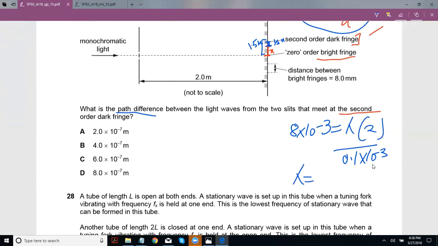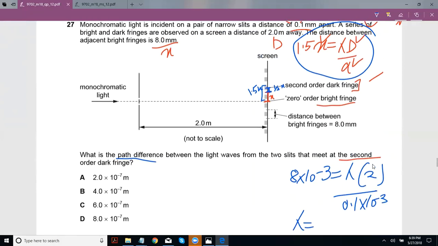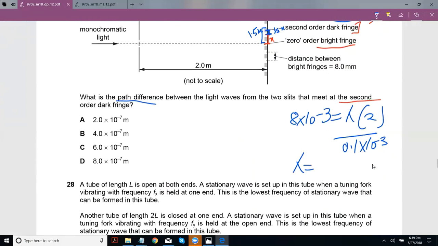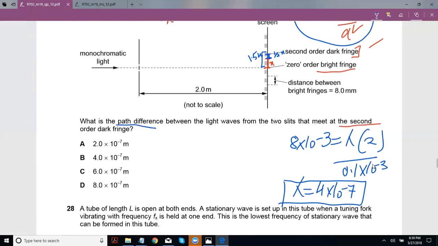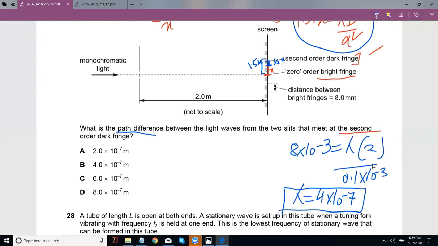उसको देखते हैं. See, because I don't remember anything that I had done with this. So we didn't do this in A2. So इससे आता है 4 into 10 minus 7, right? I mean, you're the one who has the calculator, so I'll just take your word for it. Okay, so you're saying the lambda of this particular light wave is 4 into 10 to the power minus 7.